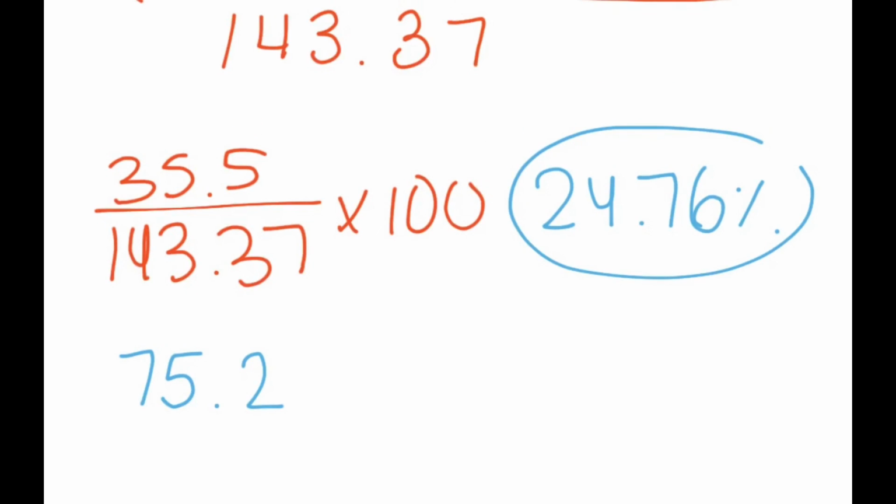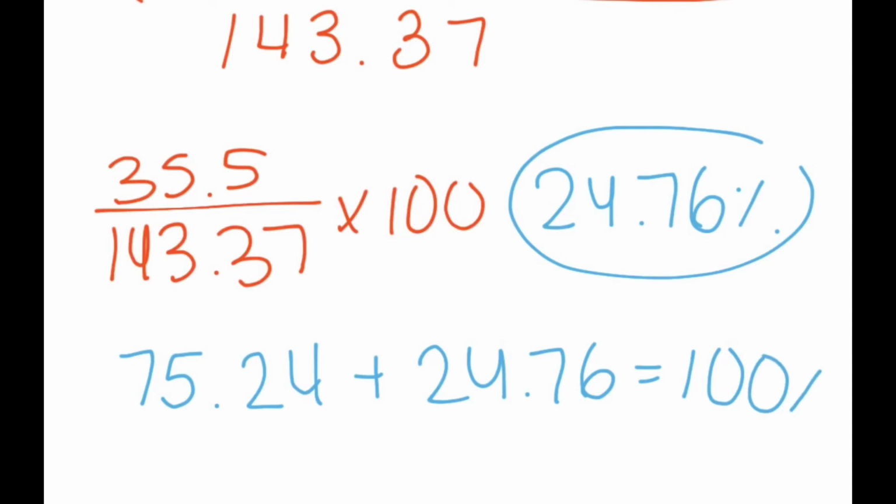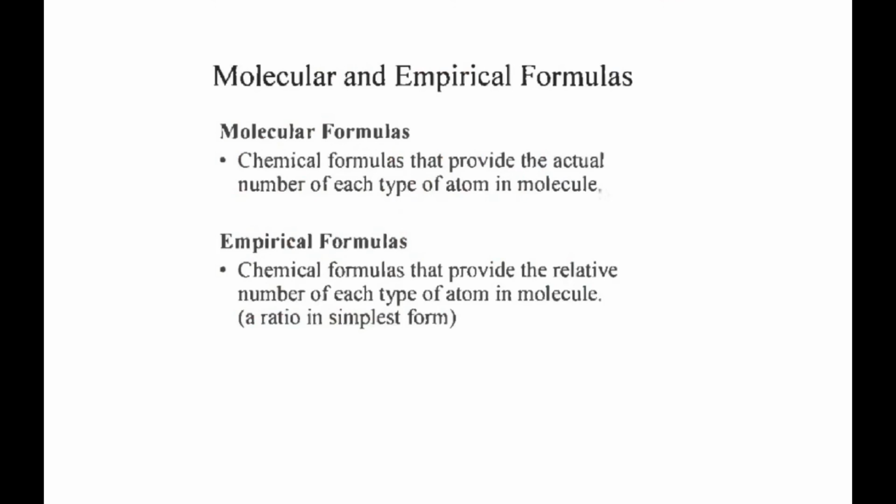Now, as you can see, the percent of silver is 75.24 plus the percent of chlorine, which is 24.76, gives you 100%. The next concept is that of molecular and empirical formulas.